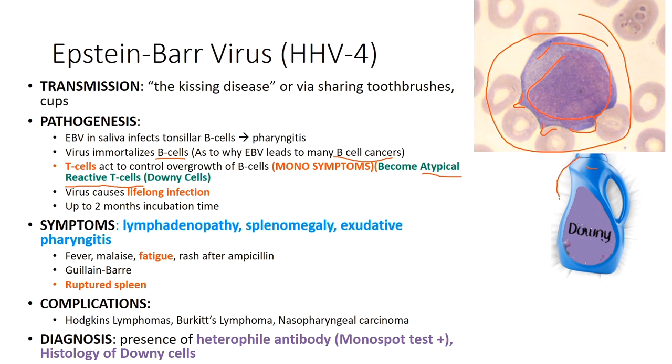And so these are known as Downey cells. I put this Downy bottle here because this is oblong, weird shaped. It's got a weird shaped nucleus. It's got a purple nucleus. Oh, look at that little Downy bottle. And this blue cytoplasm, so this is exactly like a lymphocyte. It looks just like one.